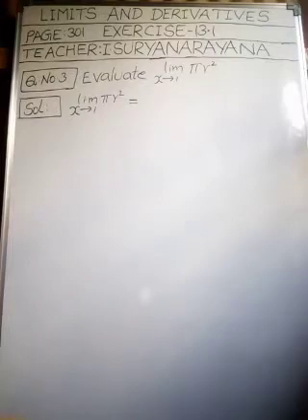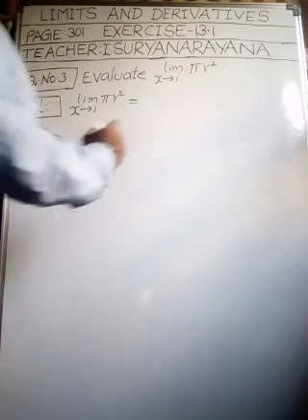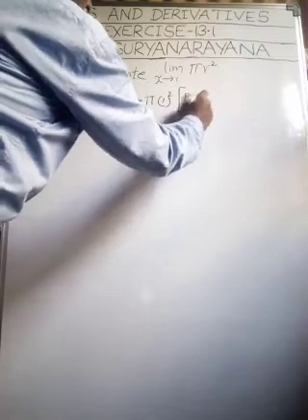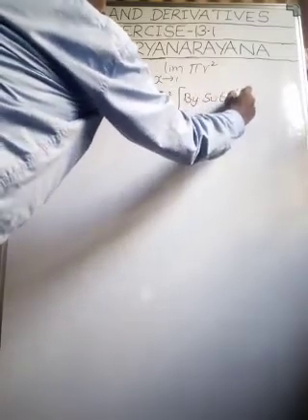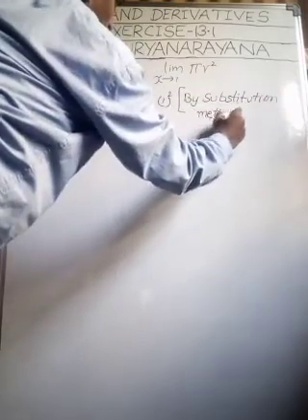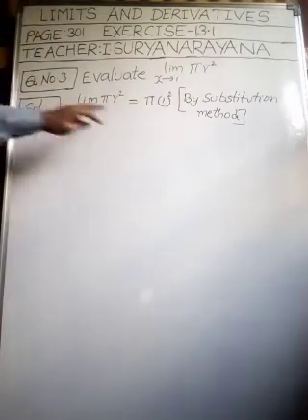If in this method we get a finite real number, then it is the answer. If we are not able to get a finite real number, then we go to the next method. Please keep this point in your mind. So by using the substitution method, we get pi into 1 square. By substitution method we get this step.